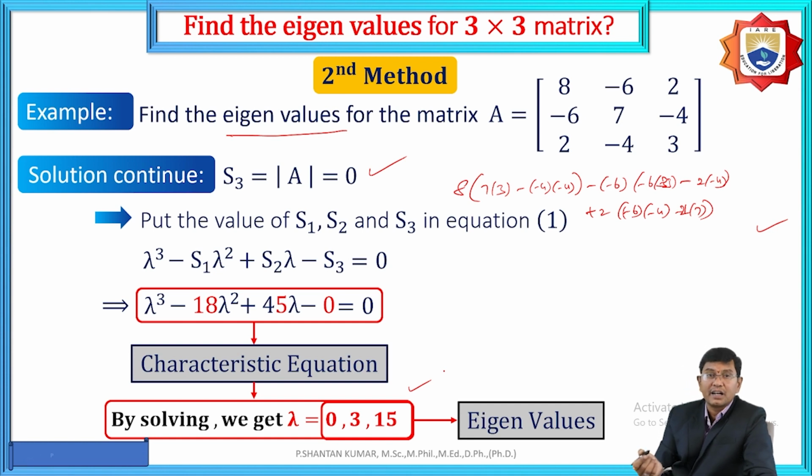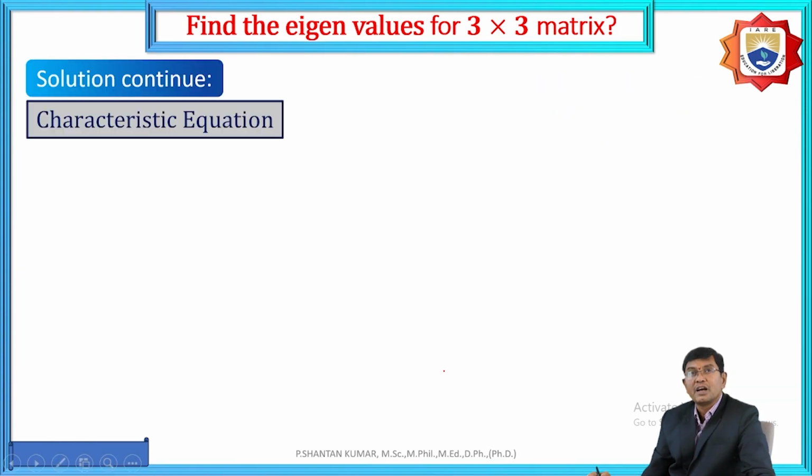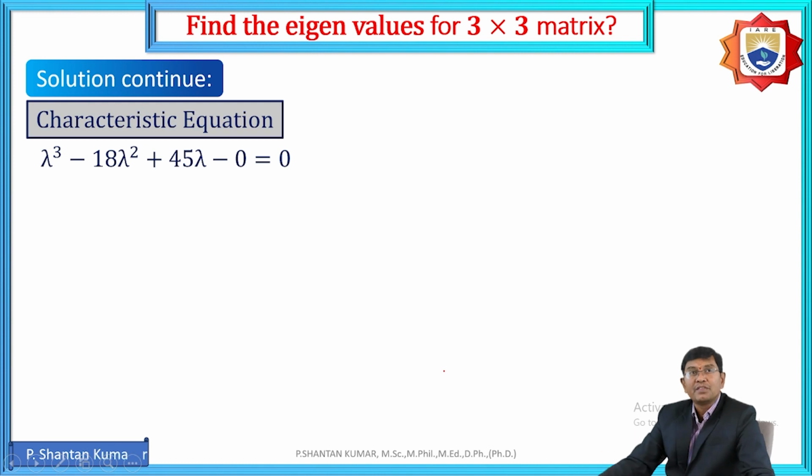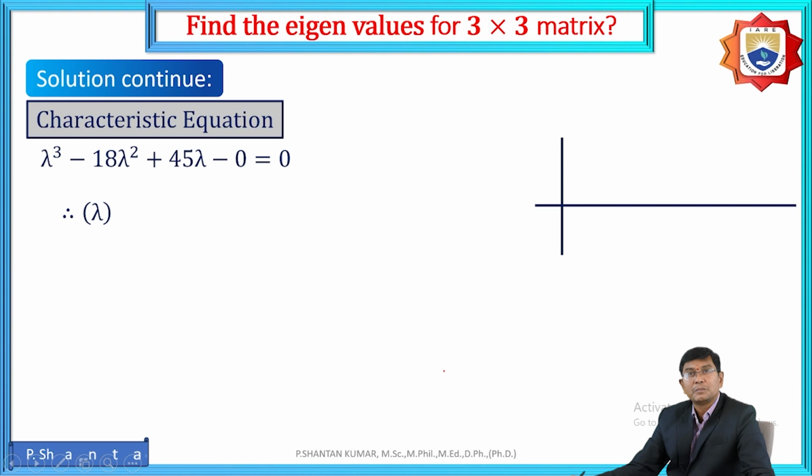Moreover, we are observing that according to the first method and the second method, there is no change in the eigenvalues. We get the equation and the eigenvalues. Here, the characteristic equation is solved by the factorization method. If you observe the alternate method, take out the common lambda.